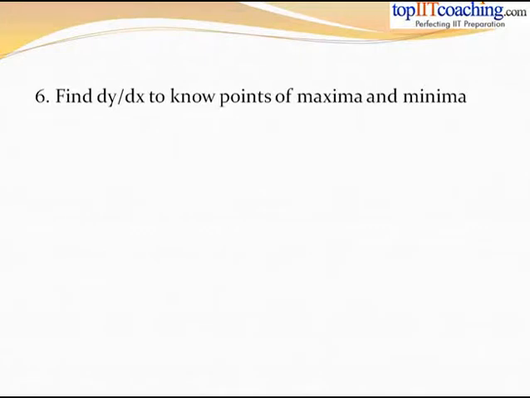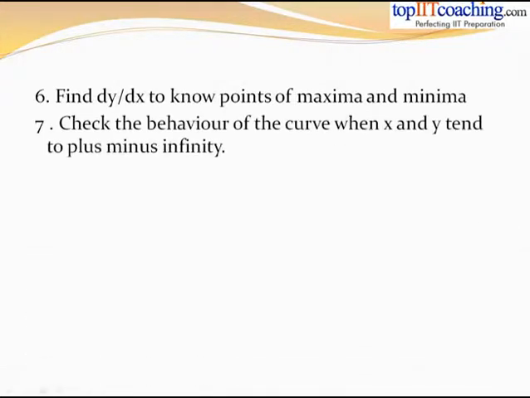The sixth is, find dy by dx to know the points of maxima and minima. So at the points of maxima and minima, we know that dy by dx is equal to 0. So those points give us the values of maxima and minima. The seventh is, check the behavior of the curve when x and y tend to plus minus infinity.